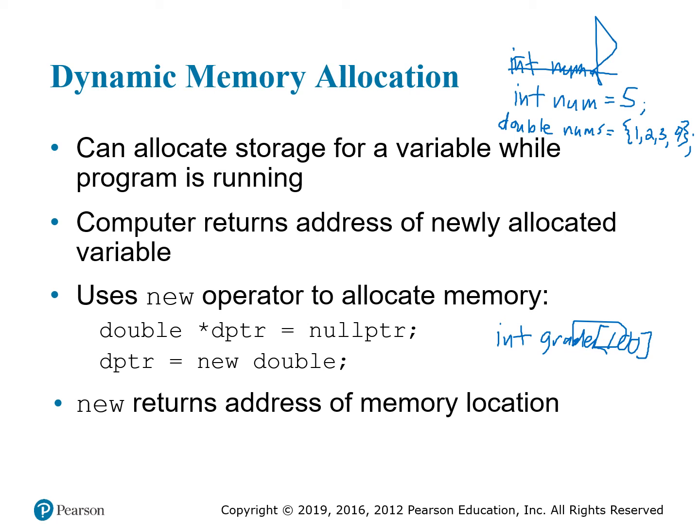So the point is, it would be handy if we had a way to allocate this memory dynamically, that is, allocate it while the program is running. And the way we can do that is using the new operator. This shows you how to use new to allocate a single pointer, okay, which is interesting, but not super interesting.